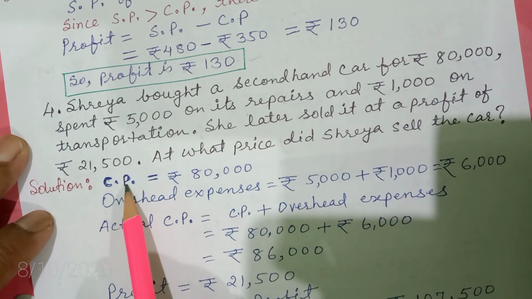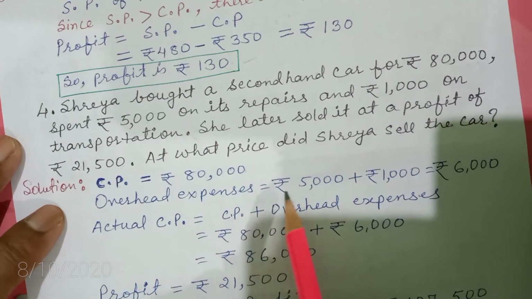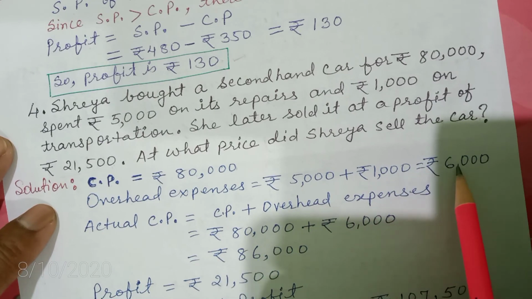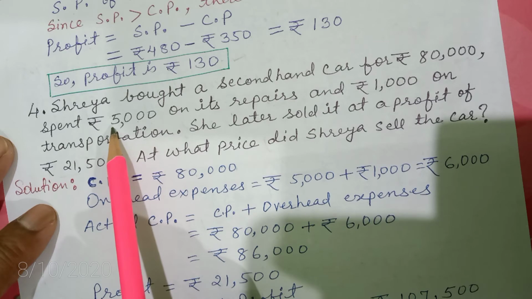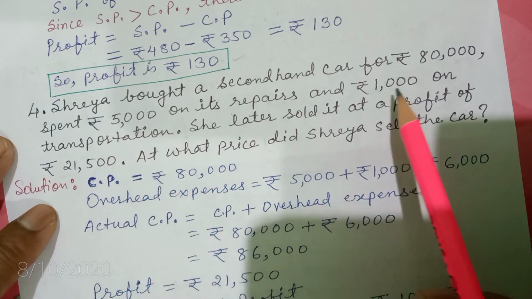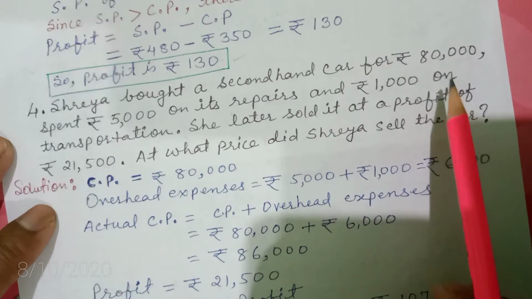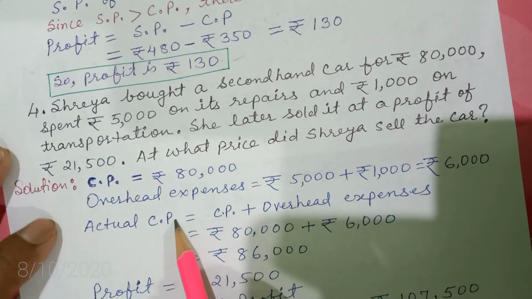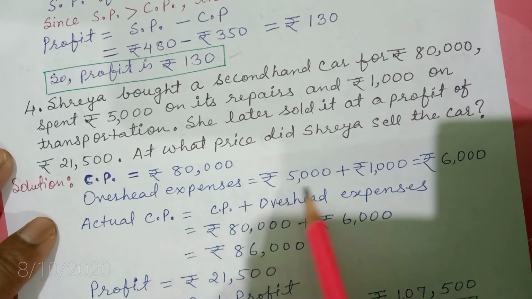So solution, CP equal to rupees 80,000 and overhead expenses equal to rupees 5,000 plus rupees 1,000 equal to rupees 6,000. Because children आपको ध्यान देना है, एक्स्ट्रा जो खर्च हुआ 5,000 रिपेयरिंग में और 1,000 ट्रांसपोर्टेशन में, सारा एक्स्ट्रा खर्च जो है ओवरहेड एक्सपेंसेज में आता है, और ओवरहेड एक्सपेंसेज को सीपी में ऐड करते हैं तब एक्चुअल सीपी निकलता है, क्योंकि एक्चुअल सीपी पर ही प्रॉफिट या लॉस कैलकुलेट कर सकते हैं. तो ओवरहेड एक्सपेंसेज इक्वल टू रुपीज 6,000.